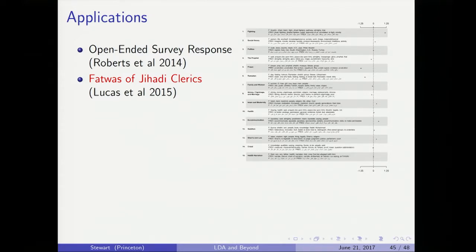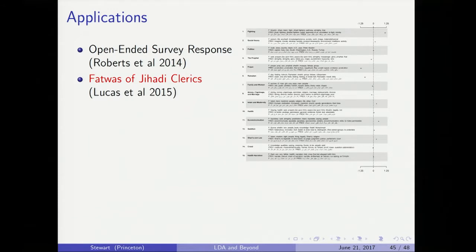We were interested in the way that fatwas differ between clerics that support some form of violent jihad and those that don't. We have a giant database of these, so we can run a big topic model and then make comparisons along all these different topics, in areas more associated with the clerics advocating some violent ideology. And you see things that make sense: discussions about fighting and struggle are much more likely to show up among people that support violent jihad, and discussions about prayer and Ramadan are much less likely.